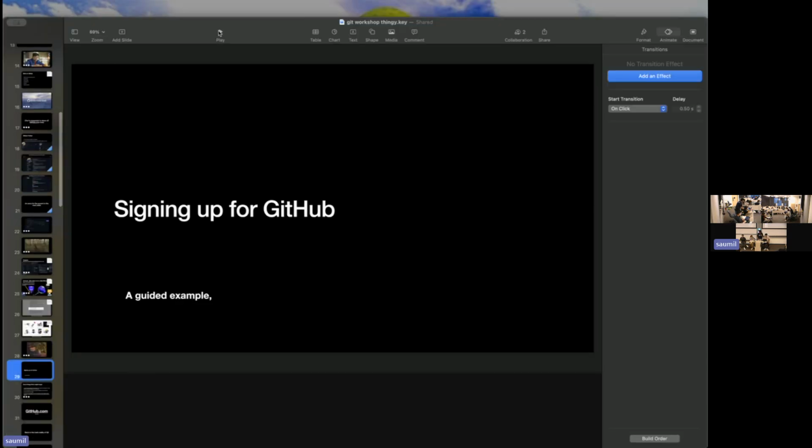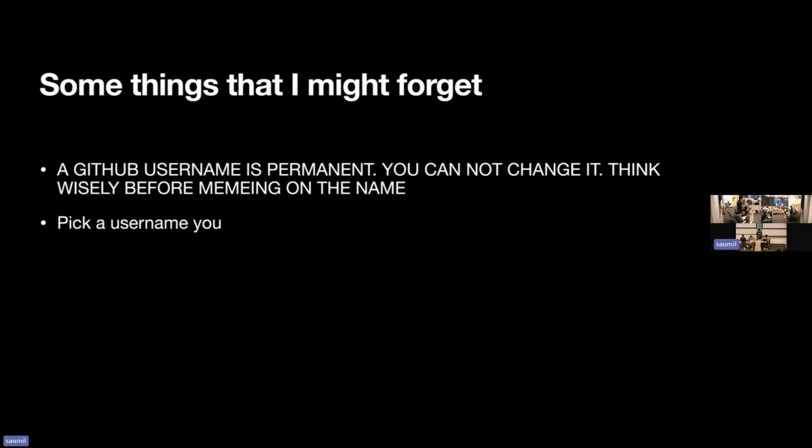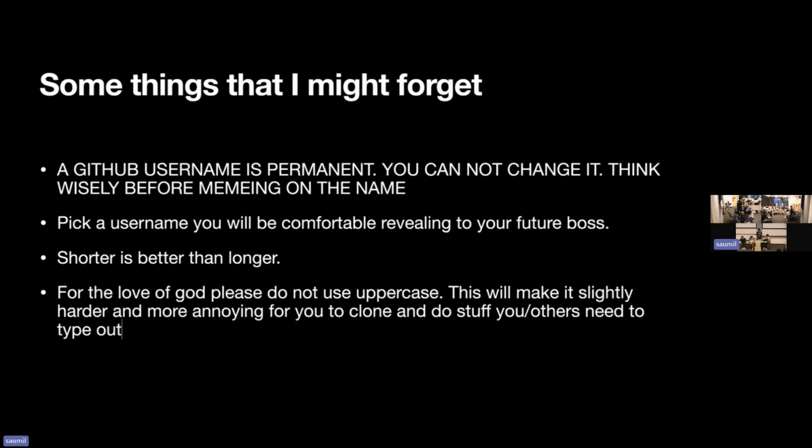Before I start, a couple of things that I might forget to mention. Number one, a GitHub username is permanent. You cannot change it. Think wisely before settling on a name. So pick a username you'll be comfortable revealing to your future boss. Don't put anything you wouldn't want your parents to see. Shorter is better than longer. If you want to write out your whole name, you can, but do you want to? And for the love of God, do not use uppercase. This will make it harder and more annoying for anyone to clone and do stuff with your code, because they need to uppercase your name every single time they type it out.